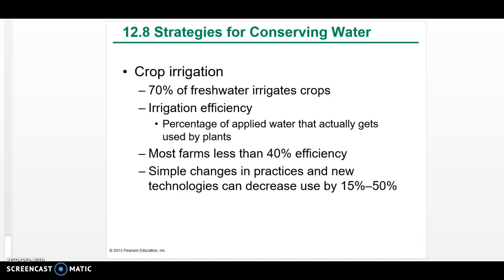And farms are really not efficient, so we need to have more efficient farming. We need to stop growing crops that require so much water. Almond is a hot product right now, and almonds and avocados require the most water to grow. And you know where we grow avocados and almonds? In some of the driest places in the world.